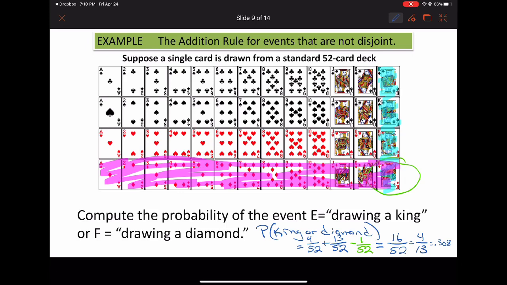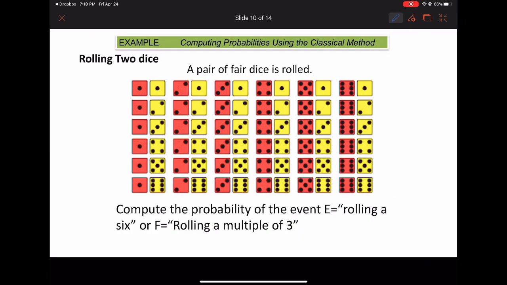If you have questions about this, make sure to email me or send me a message through my Open Math. I would like you to do this next one on your own. Probability of rolling a 6 or rolling a multiple of 3. Do this one on your own and come back to me. So go ahead and pause this and go ahead.